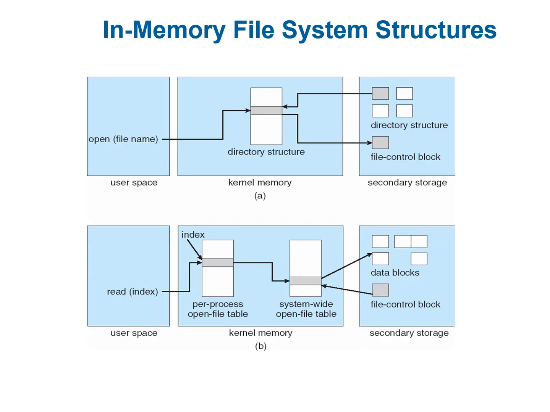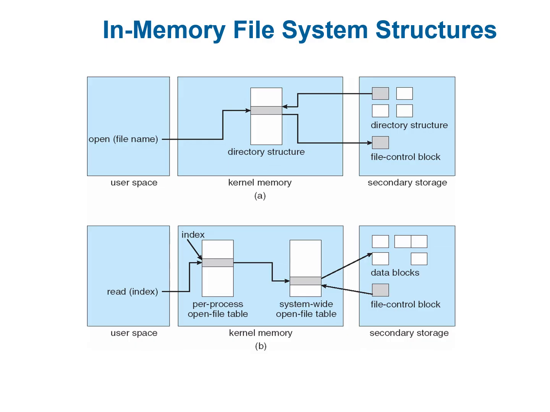So we have a file which has a user interface. So I have a kernel memory and I have a secondary storage. If a user wants to open a particular file, it will be taken to the kernel memory, where I have a directory structure. From the kernel memory, it will be taken to the secondary storage device. There also we have a directory structure and also we have an FCB. So this is what happens in the first case.